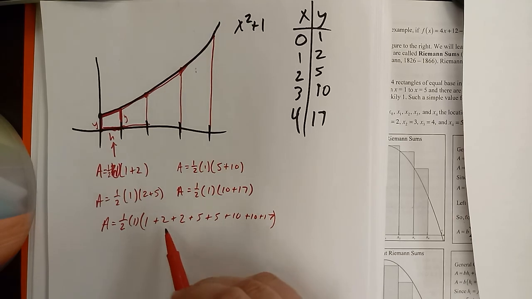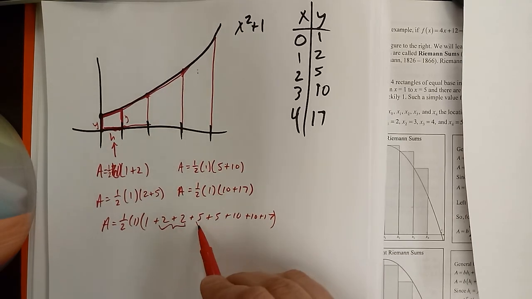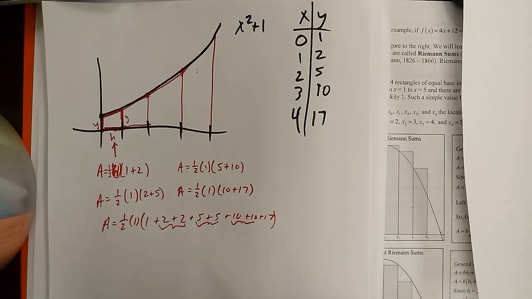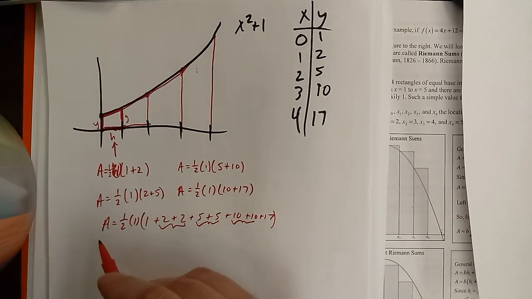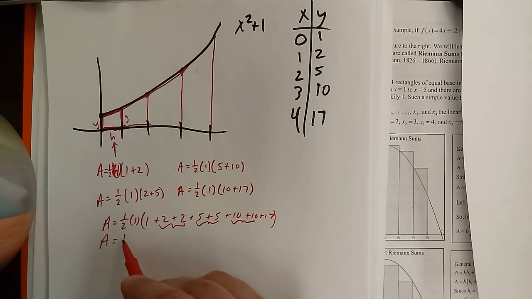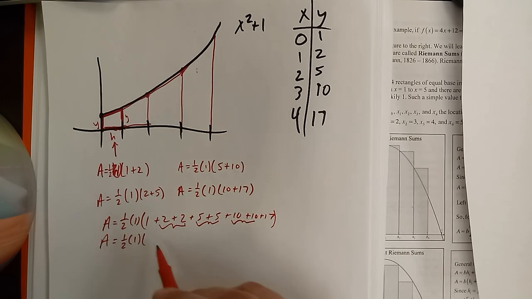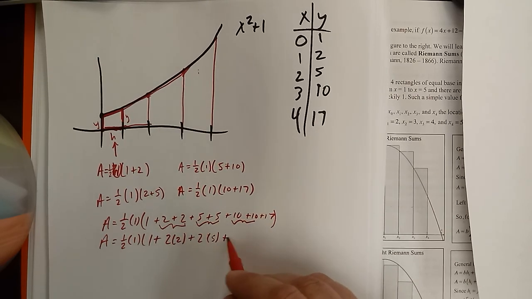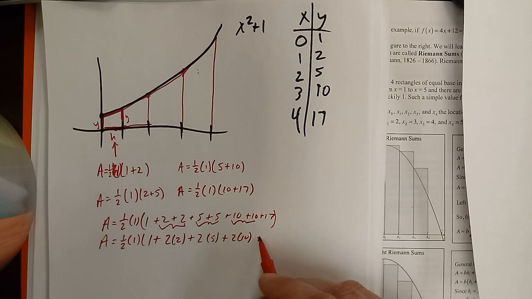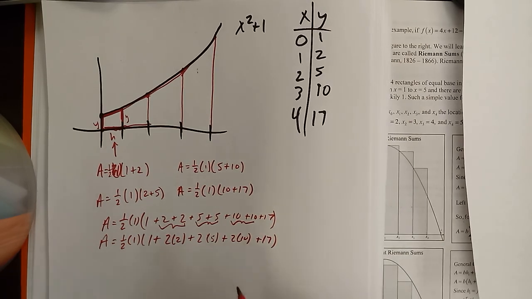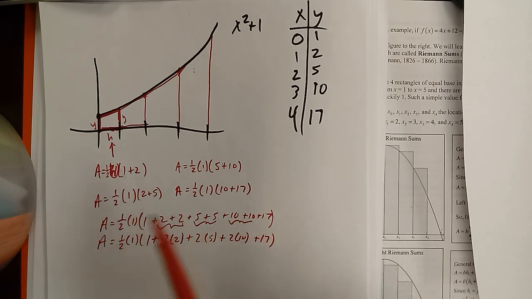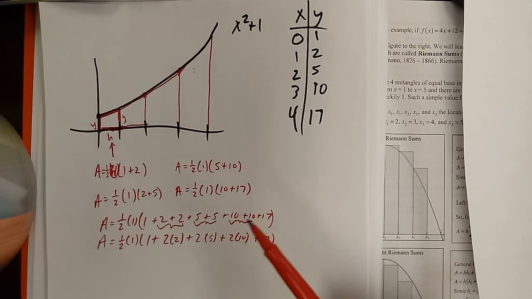Wait a minute. This happens twice, this happens twice, and that happens twice. The two ends don't happen twice. Everything else happens twice. So oftentimes, the way people do these quickly is to go 1 plus 2 times 2 plus 2 times 5 plus 2 times 10 plus 17. In reality, this might not be any faster for you than finding them individually and adding them together.